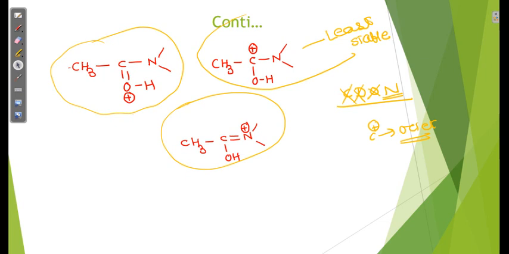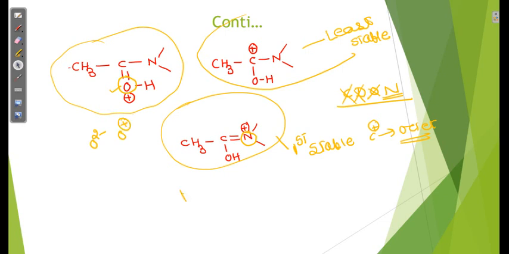So there are two possibilities. One is negative charge on the negative atom, which is good, but positive charge on a negative atom is the least stable. So first is this. The first stable structure is this one, because among nitrogen and oxygen, oxygen is more electronegative. The positive charge acquired there is less stable. So O minus is best compared to O plus.